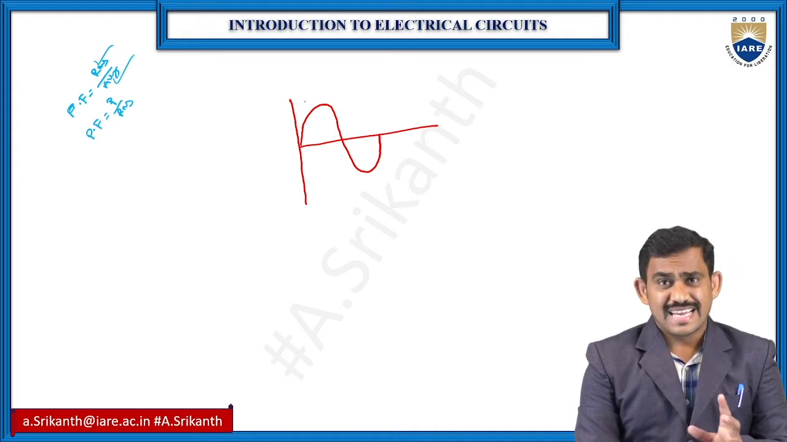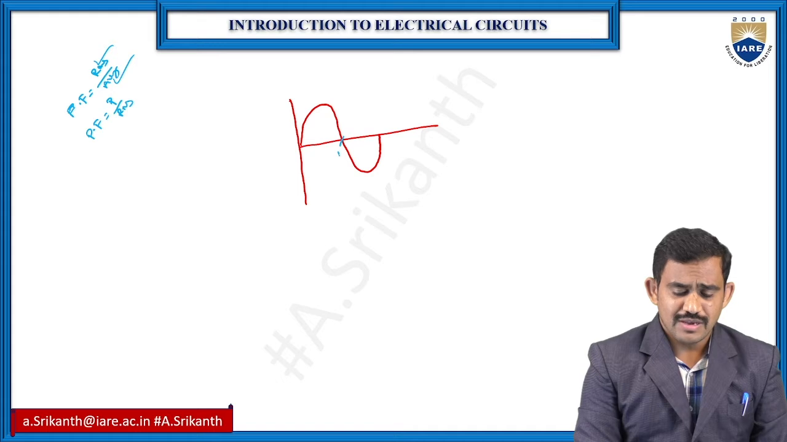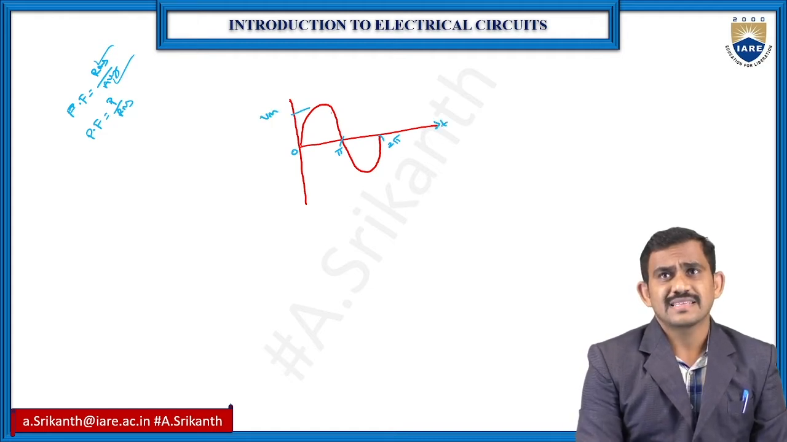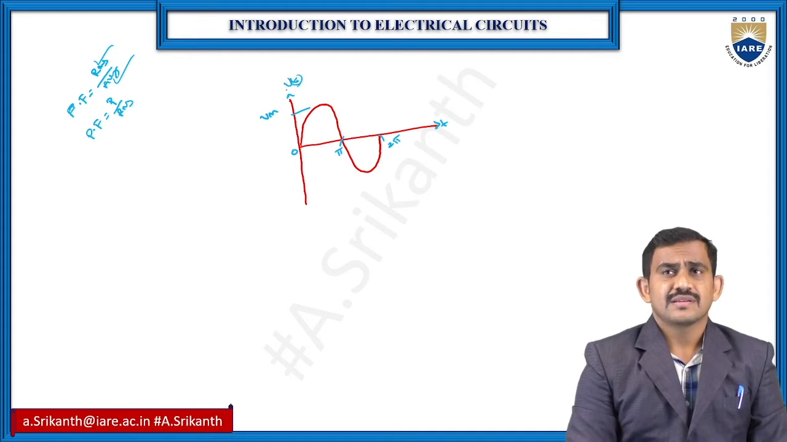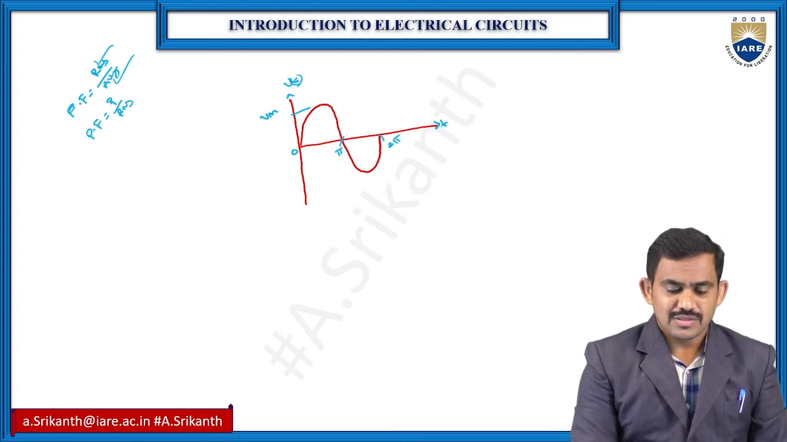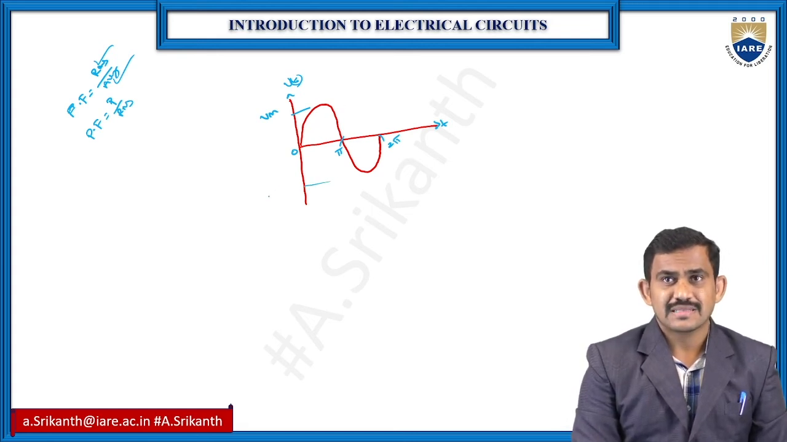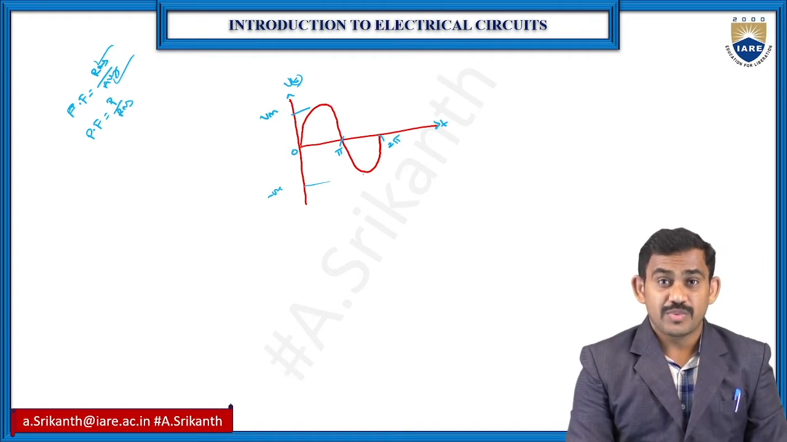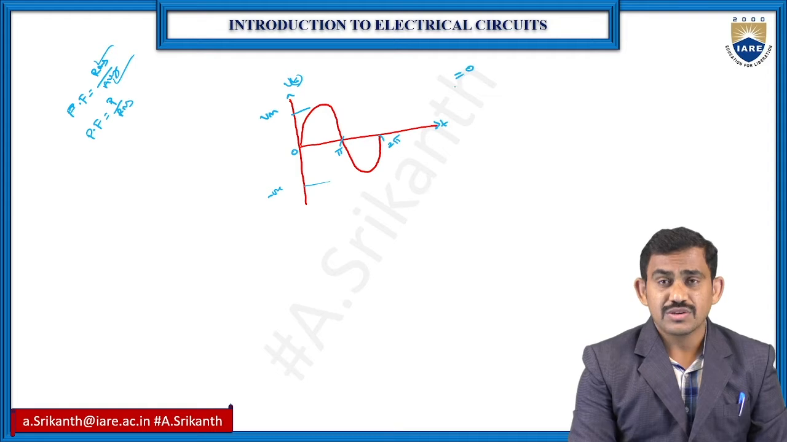For any sine wave, we have the time period pi, 2 pi, and 0. We have some peak, suppose Vm. This is the time period, and this is V of t. For any sine wave, if you want to find out the average or RMS, one rule we have for average. Suppose this peak is Vm and this is minus Vm. If you take the average of the positive peak and negative peak values, we'll get 0.